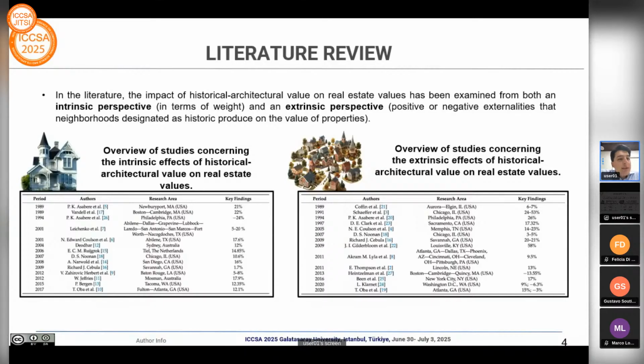And we have that in an intrinsic perspective, we have an increase of real estate market value due to the presence of the historical and architectural component of 22% in Boston and Cambridge.